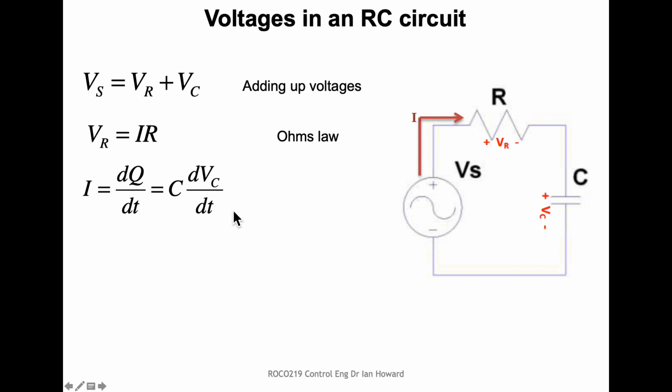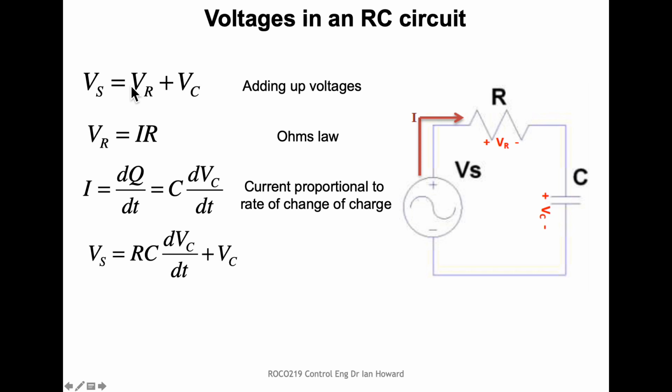We can then basically substitute these into the first equation, and we end up with a simple relationship. The voltage that we apply equals RC dVc dt plus Vc. In this case, we're just leaving the voltage here as the capacitor voltage as it is.